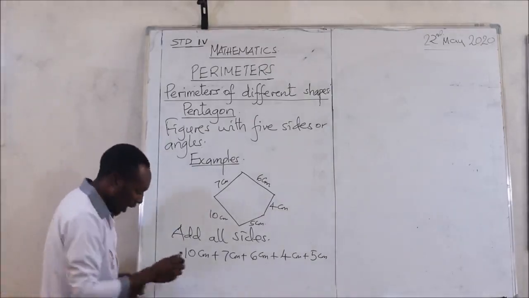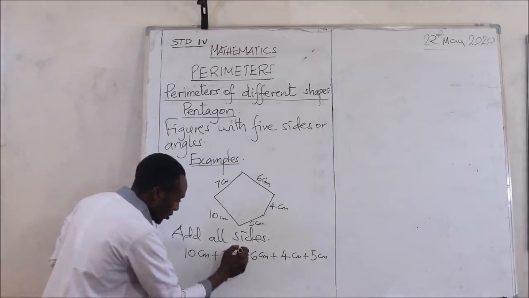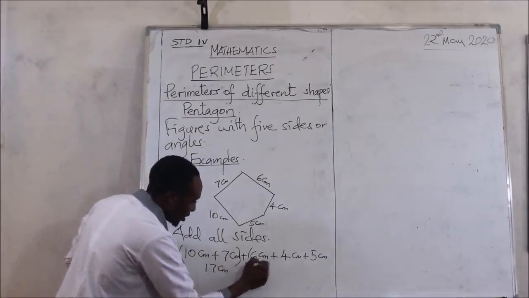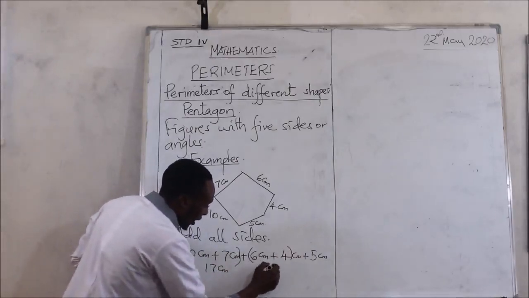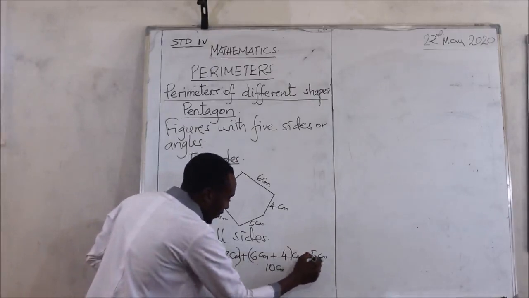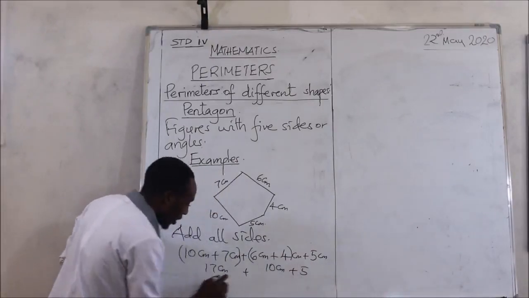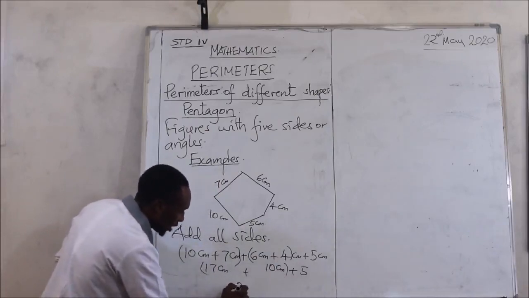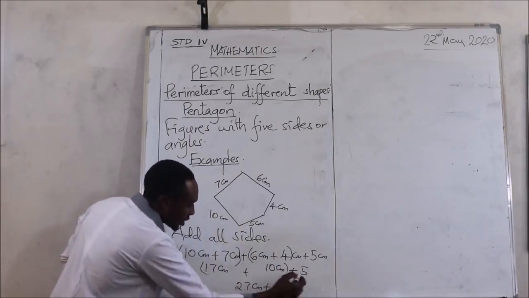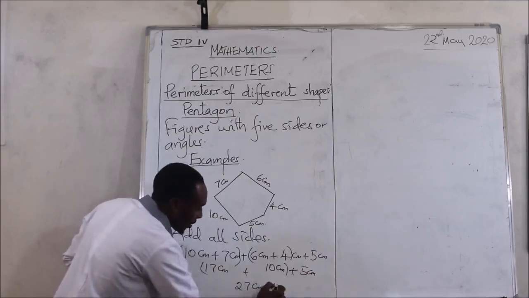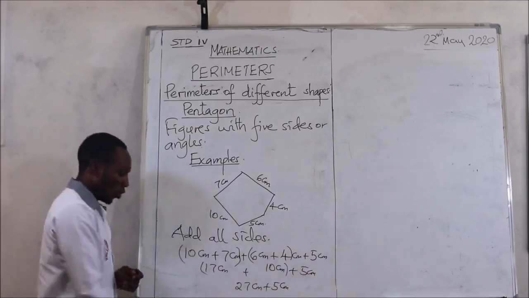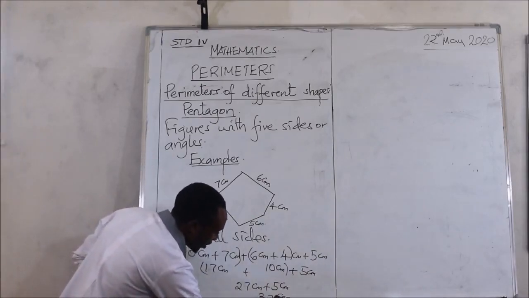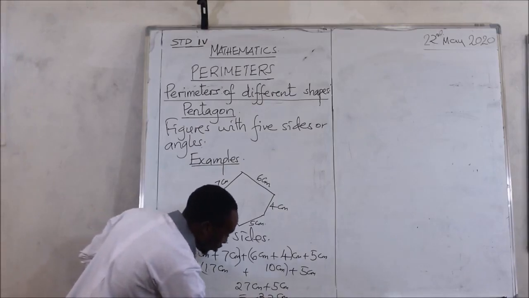So we add 10. Add by 7, we have 17 centimeter. Add by 6 and 4, we have 10 centimeter. Then we add 5, the last one. So now we have 10 add by 17, we have 27 centimeter. Then the last side is 5 centimeter, so we add by 5 centimeter. So when you add, you will get to what here? You make sure you underline your answer.